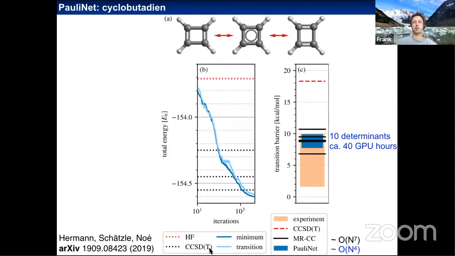Then with a standard coupled cluster singles, doubles, triples method, we are quite off here. We get about 20 kcal per mole. The experimental value is in the area of 10 kcal per mole. And with specialized multi-reference coupled cluster methods, we get into this regime. Depending on the exact variation of that, you get slightly different results, but you're around this 10 kcal per mole that you also get from the experiment. And this is also what we get with PauliNet.